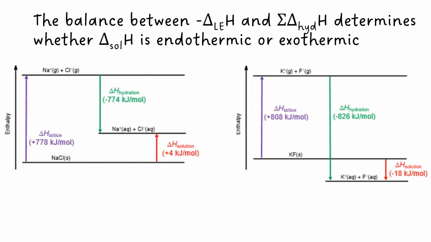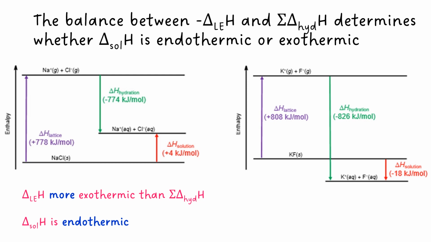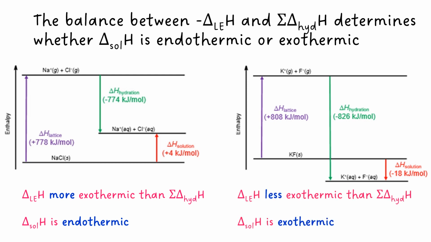Now what's important to remember is the balance between the lattice enthalpy and the hydration enthalpies determines whether delta sol H is endothermic or exothermic. So if the magnitude of the lattice enthalpy is larger than that of the total of the hydration enthalpies, in other words we say it's more exothermic, then delta sol H will be endothermic. Conversely, if the opposite way around is happening and the magnitude of the lattice enthalpy is smaller than that of the total of the hydration enthalpies, we say that delta sol H is exothermic.